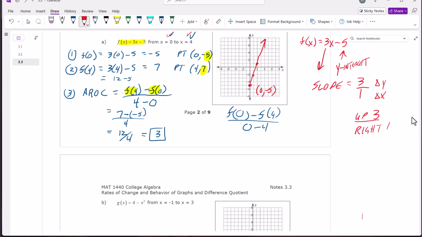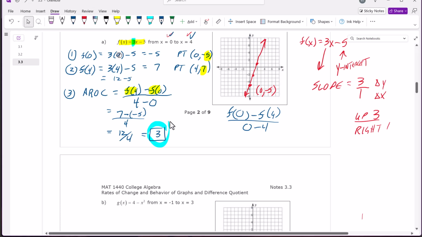And essentially what you're doing is finding the slope of the line. So on this problem, you could have got that answer 3 just by looking at the slope of the line. So if you have a line, the average rate of change is the slope regardless of which 2 points you are using. So this average rate of change will always be 3 on this line. It's never going to change.